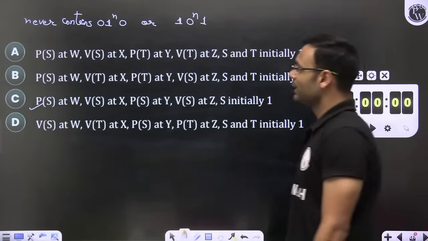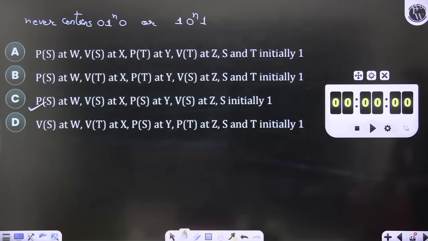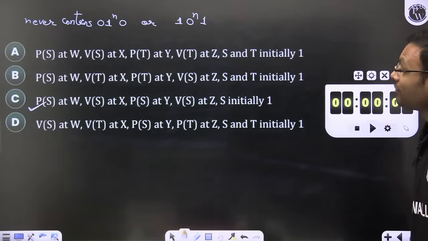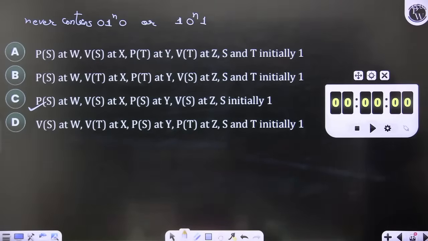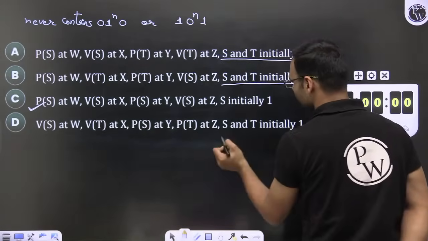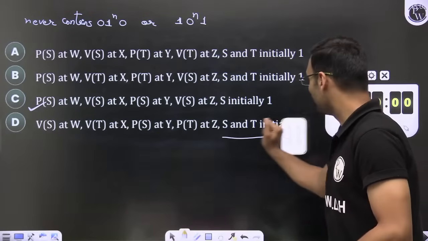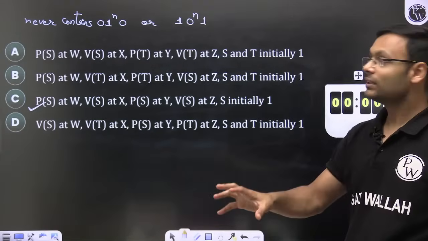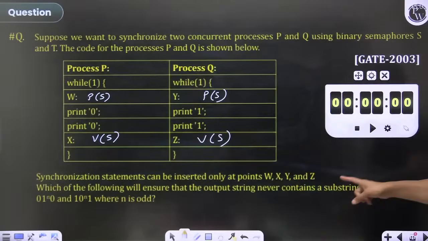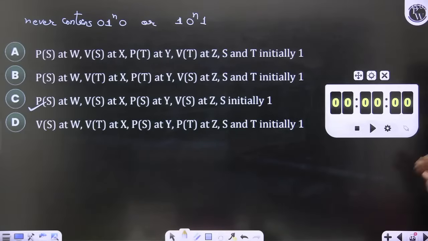Single, simple variable solution. C option is correct, and that's it. Yes, C option is correct. Rest all are having problems. What is the problem? If both the semaphores are initialized with 1, then concurrency will be there. If concurrency will be there, it means P and Q both can enter for printing. These strings will be possible. And I just don't want these strings to be possible.